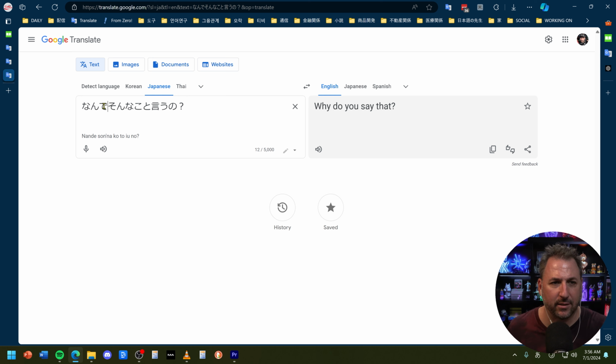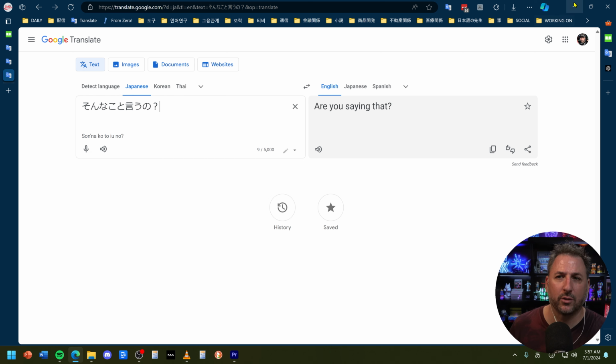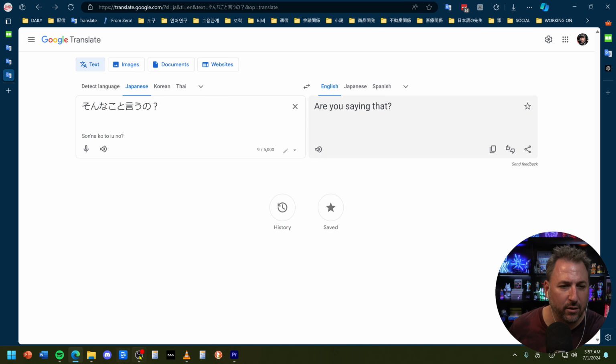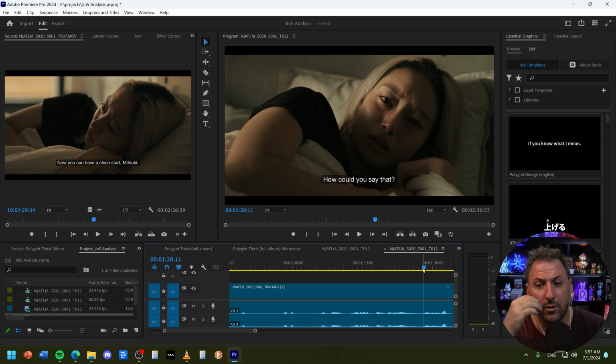It's not just that. If we take it in isolation, we might get a better translation. Such a thing. Okay? Nande sonna koto yuno? Like, why do you say such a thing? But we don't say that in English, so it wouldn't be a good translation there. But that's what she's saying. That's the Japanese way. Nande sonna koto? Like if we were gonna say, how could you be nande sonna koto ga ieru no? How could you say? どうやってそんなこと言えるの? なんでそんなこと言えるの?